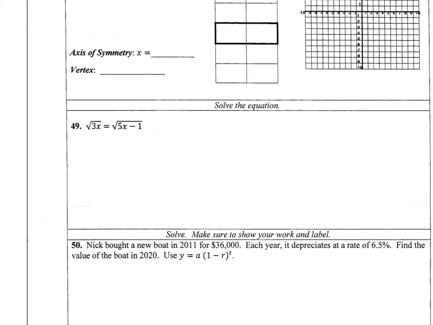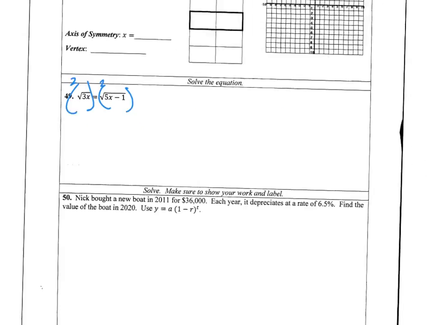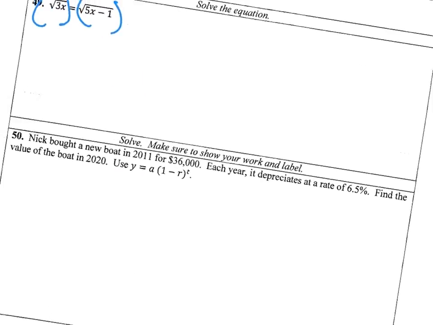49, we need to simplify. Remember, you want to get rid of those little guys first. And number 50, again, is another plug and chug scenario. So hopefully you do well and take your time.